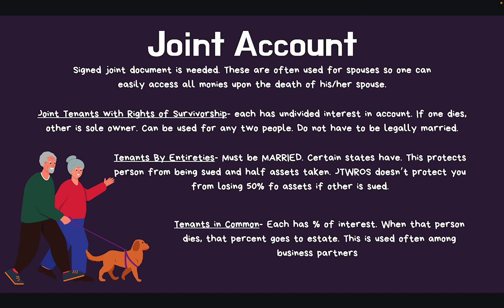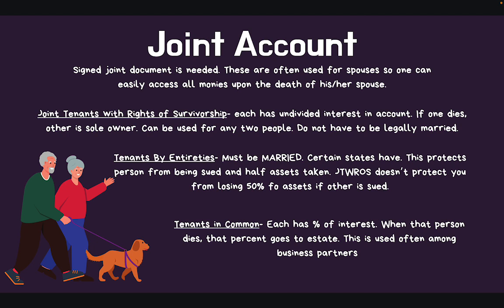And the first one we're going to look at sometimes can be used in a business partnership. Joint tenants with rights of survivorship. What is that? Well, each of these people have undivided interest in the account. If one of them dies, the other becomes the sole owner. And again, this can be used for any two people. They don't have to be legally married. So if people go into business together, this might be a great idea of making it easy for if one business owner dies, for the other one to have access. Okay, joint tenants with rights of survivorship don't have to be legally married.